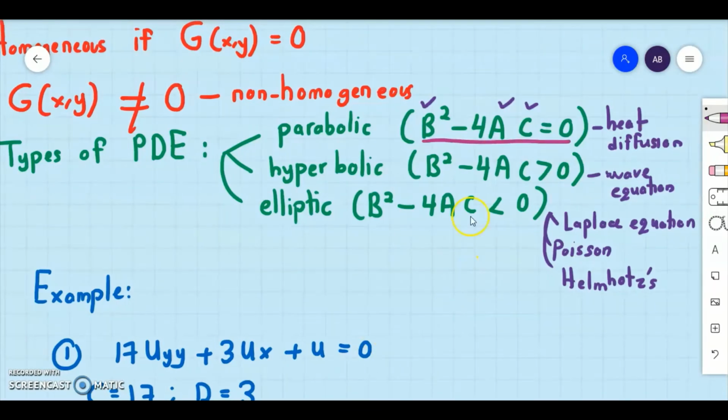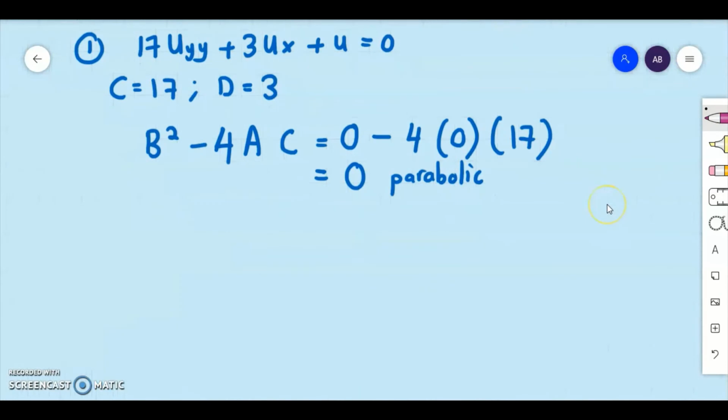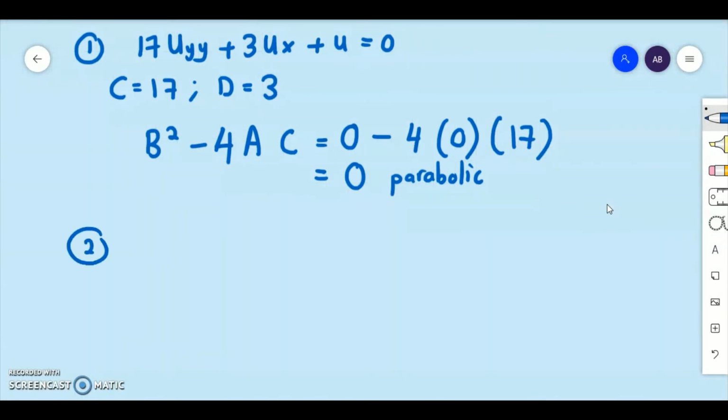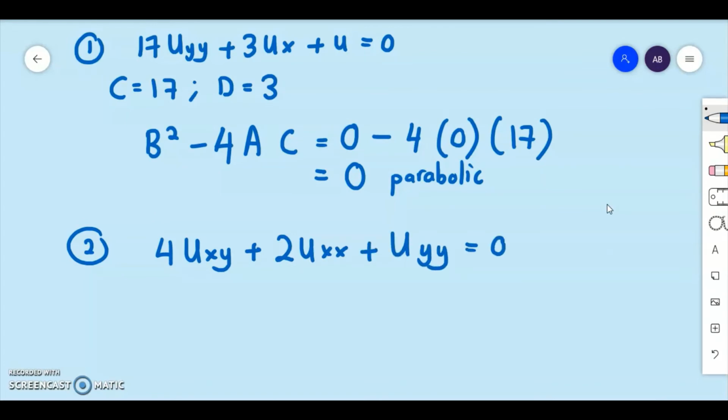because like I said, the method is parabolic if b squared minus 4ac equals 0. Now the next example, let's look at one more example to determine the type. So I have 4uxy plus 2uxx plus uyy equals 0.